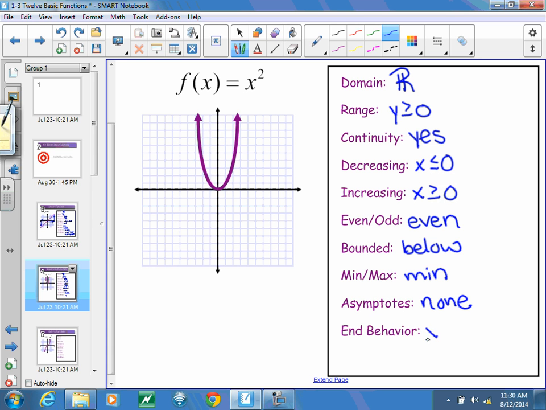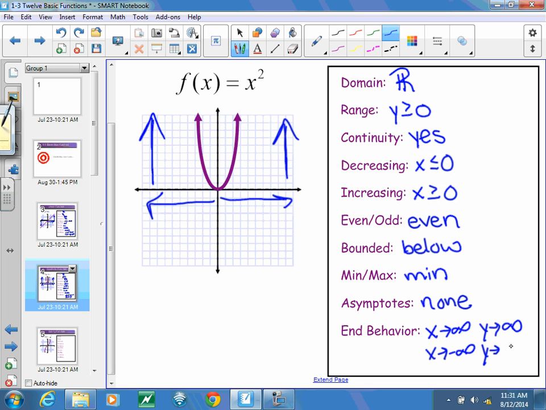And as the end behavior, as we start looking at that, we're going to look at what happens as x gets very large and x gets real small. As x goes towards positive infinity, my value of y is increasing as well, so y is going towards positive infinity. As x goes towards negative infinity, my value of y is going towards positive infinity. And so here are the properties of our quadratic function.